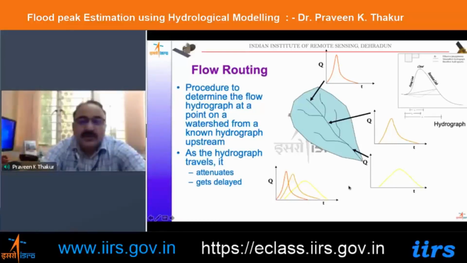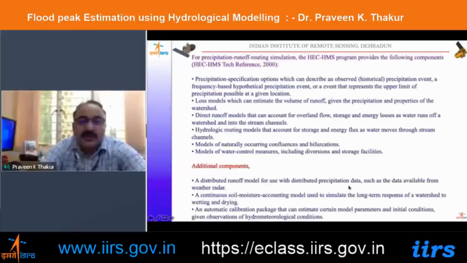So these are some of the models. There are 5 sets of these models. Like the precipitation is the first one. Various kinds of precipitation you can add. There is a loss model.